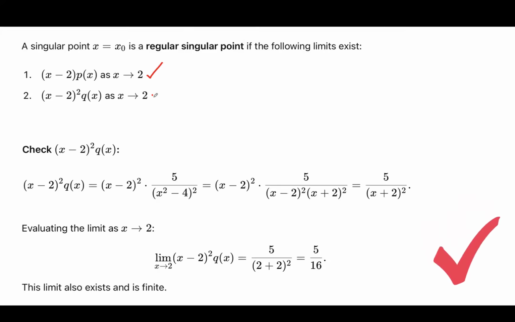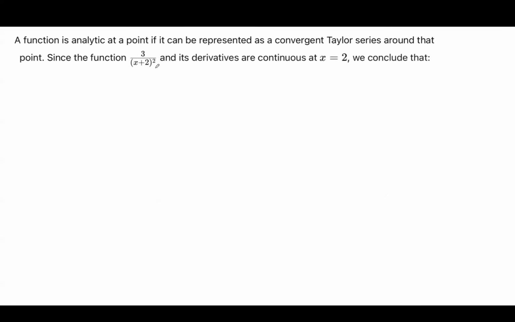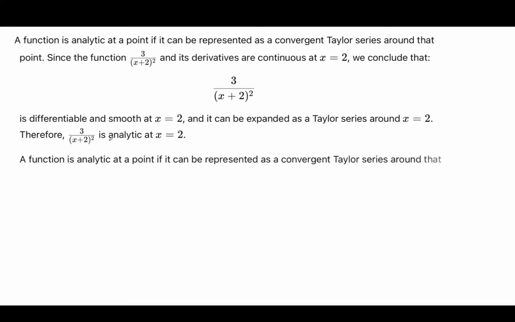So what's the meaning of that? It means that x equals 2 is a regular singular point. You can also write it this way. A function is analytic at a point if it can be represented as a convergent Taylor series around that point. Since the function 3 divided by (x plus 2) to the power 2 and its derivatives are continuous at 2, we conclude that 3 divided by (x plus 2) to the power 2 is differentiable and smooth at x equals 2, and it can be expressed as a Taylor series around 2. Therefore, 3 divided by (x plus 2) to the power 2 is analytic at 2.